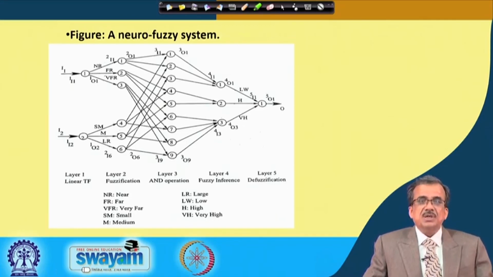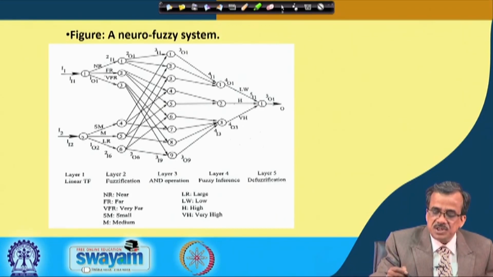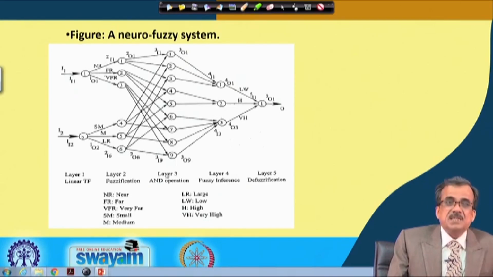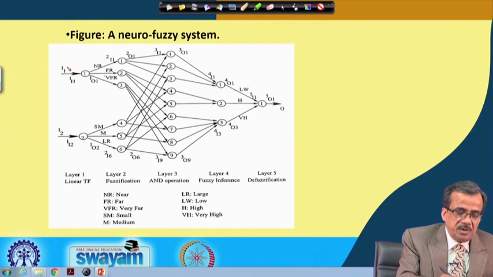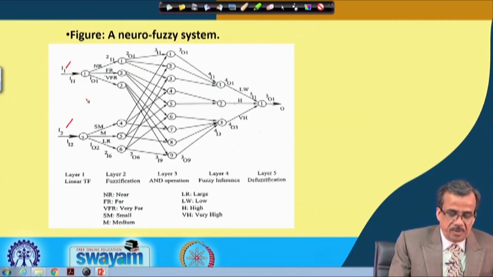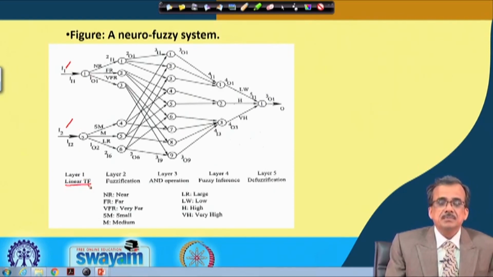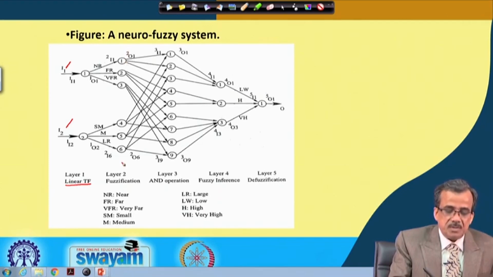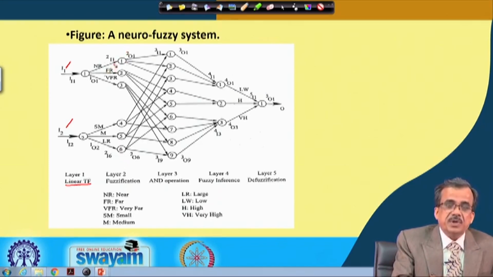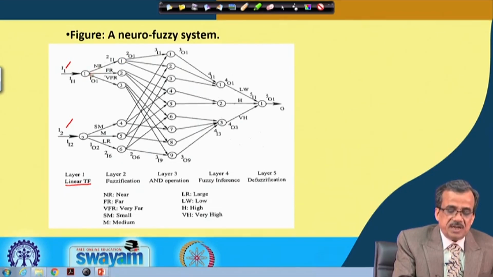Now, this shows the Neuro-Fuzzy system. Let me explain. I have got 2 inputs here, I1 and I2, and as usual on layer 1 we use the linear transfer function. Now, on layer 2 we try to represent the connecting weights between the first neuron lying on the input layer and the first neuron lying on the second layer. That is nothing but V11, then comes V12, V13.